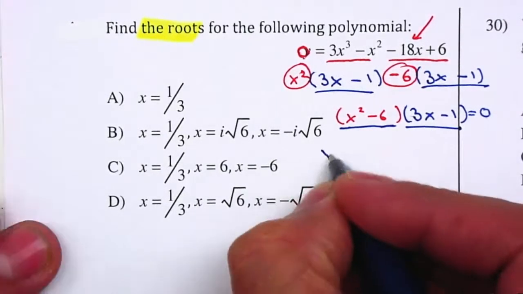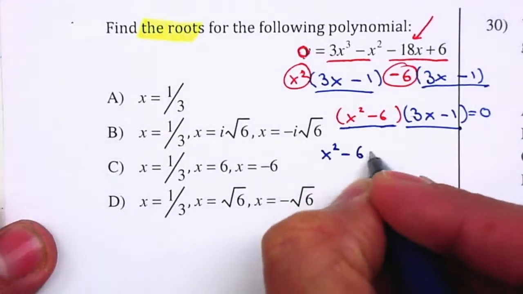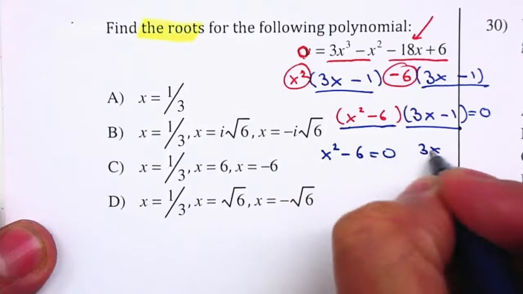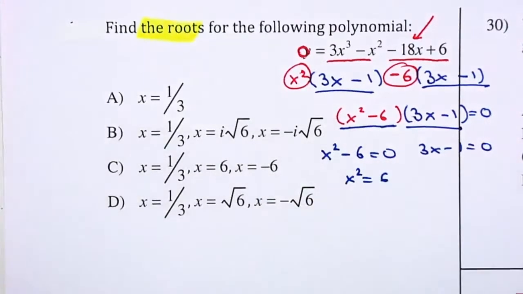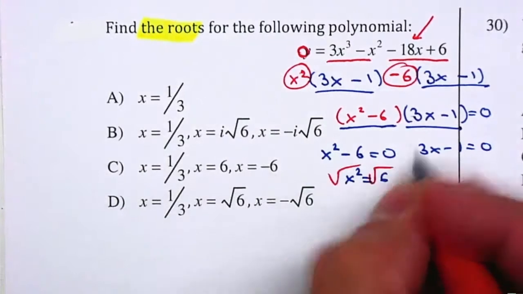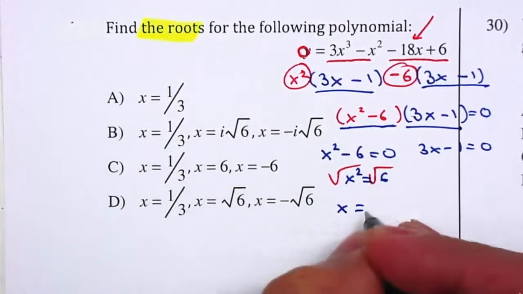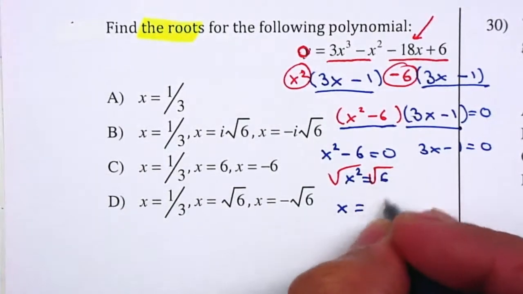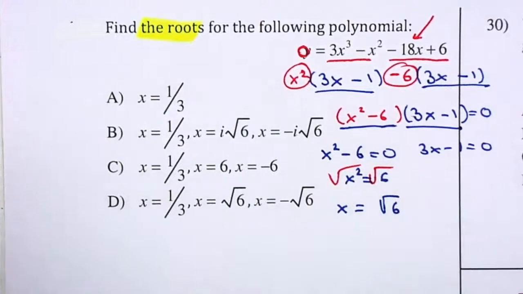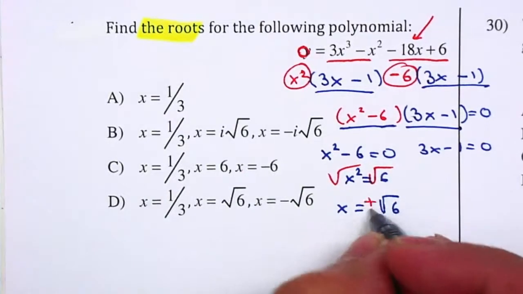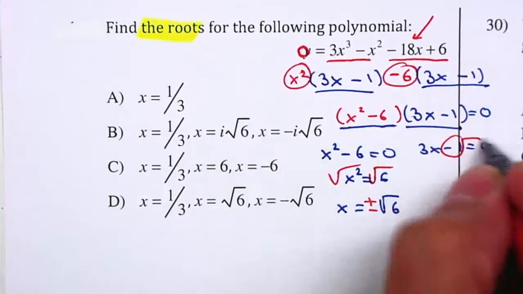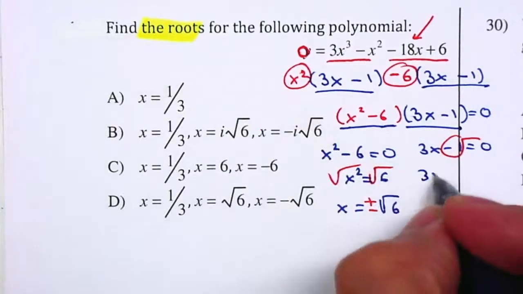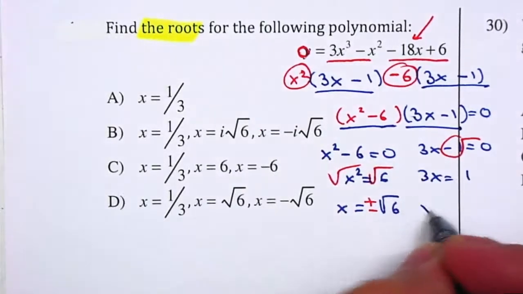So we're going to use our zero product property. x squared minus 6 equal to 0, and 3x minus 1 equal to 0. Move that 6 to the right, becomes a positive 6. Then take the square root on both sides. That gives me x is equal to the square root of 6, which cannot be simplified. But let's not forget your plus or minus when you take the square root on both sides. For the other one, move the 1 to the right, becomes a positive 1. Divide by 3.